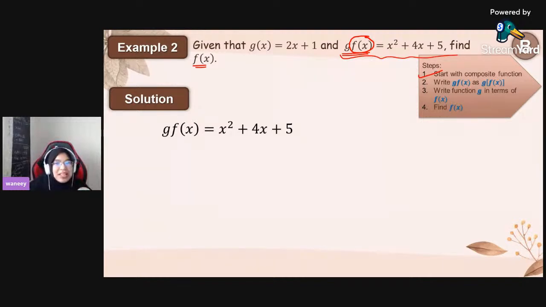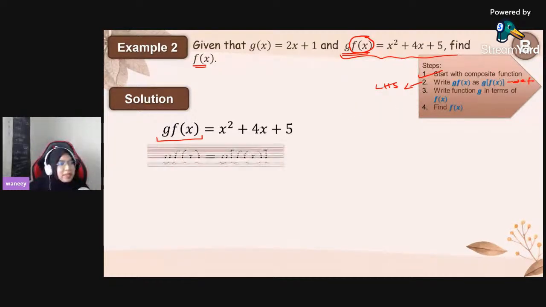Okay, what happened next? Write g(f(x)) as g of f(x). Make sure you use the definition for them. So this is by using definition. Where do you want to change? Of course, you have to change the left hand side. So the second step only refers to the left hand side. Based on the left hand side, we are going to write this using the definition where we have g and then inside the bracket f(x). So g(f(x)), we're going to write them down as g of f(x).